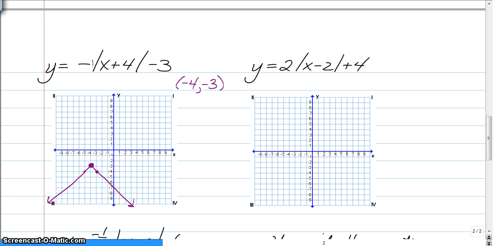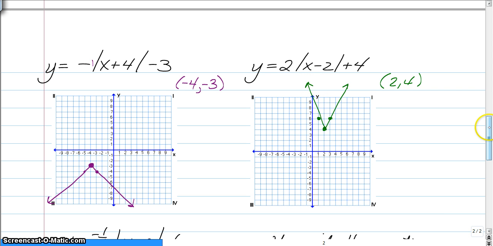Okay, so your next one, go ahead and give it a try on your own. Pause the video. Your vertex should be 2, 4, opposite of the inside, outside. So you start at 2, 4. Your slope is 2, which is 2 over 1, so you go up 2 over 1, up 2 over 1. And now this just looks like a very skinny V.